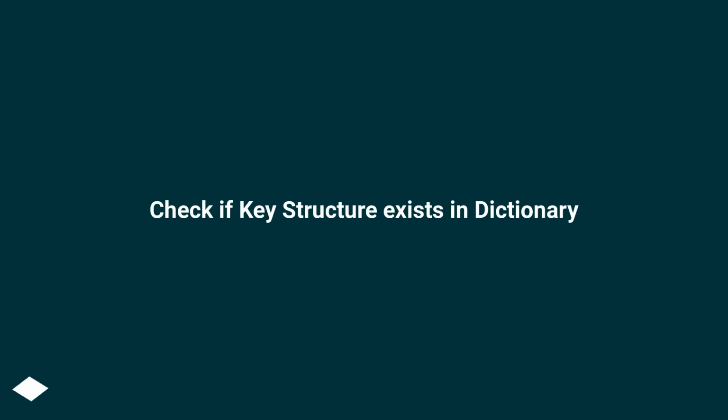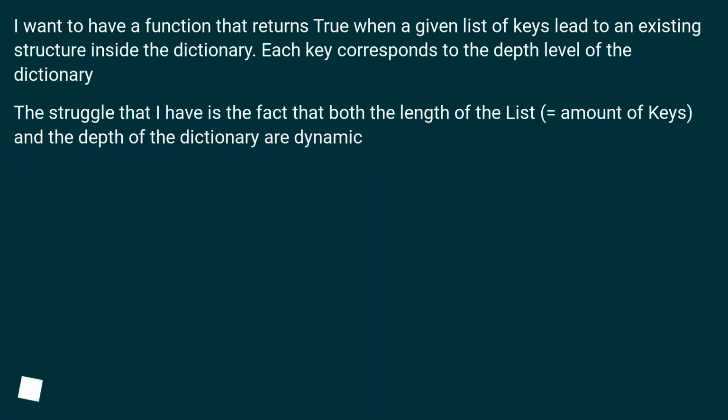Check if key structure exists in dictionary. I want to have a function that returns true when a given list of keys lead to an existing structure inside the dictionary. Each key corresponds to the depth level of the dictionary. The struggle that I have is the fact that both the length of the list, equals amount of keys, and the depth of the dictionary are dynamic.